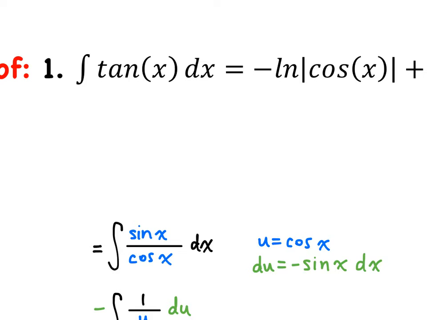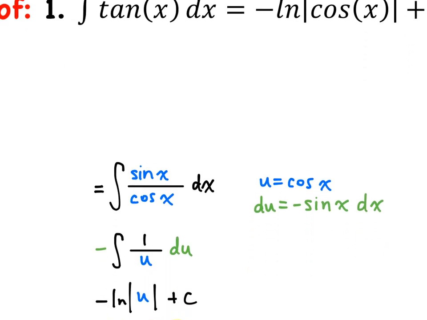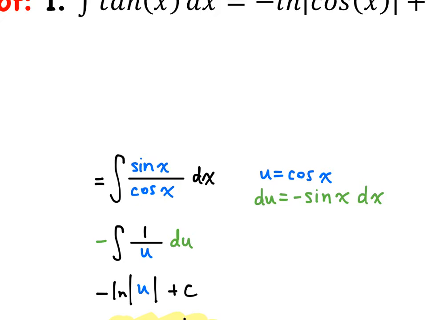If we let u be the denominator, which is cosine of x, then du is negative sine x dx. As we make those substitutions, don't forget to pull this negative out front, and we really just have the integral of 1 over u du. And what we learned the other day is that the integral of 1 over u is simply the natural log of the absolute value of u.